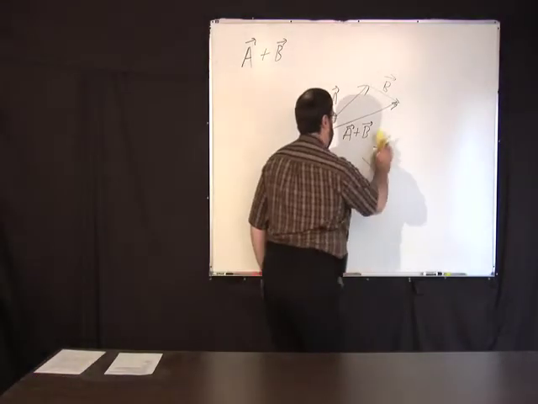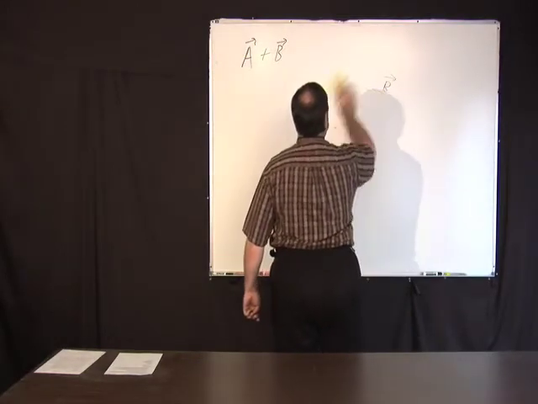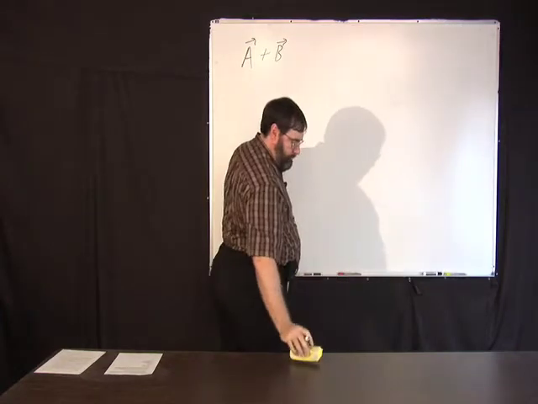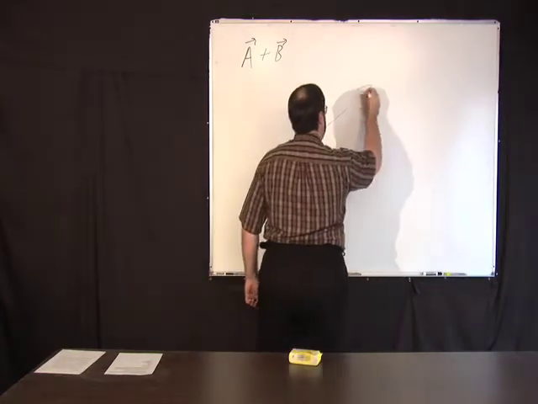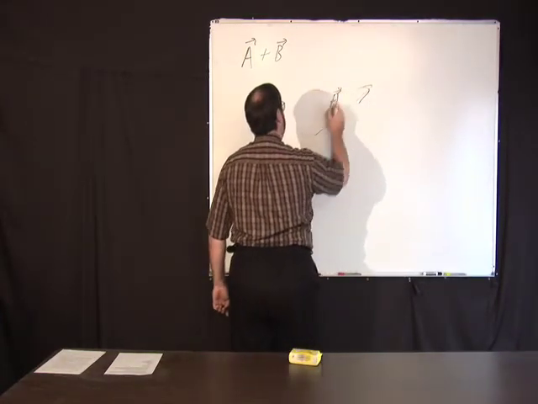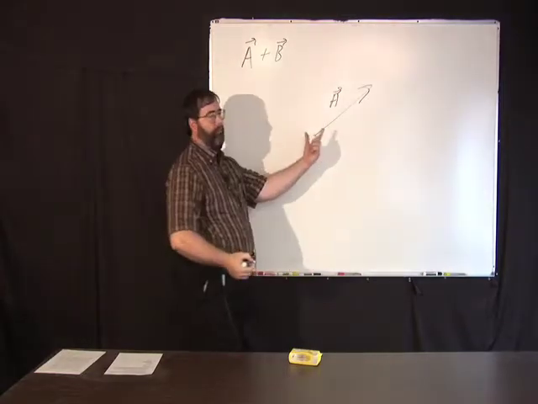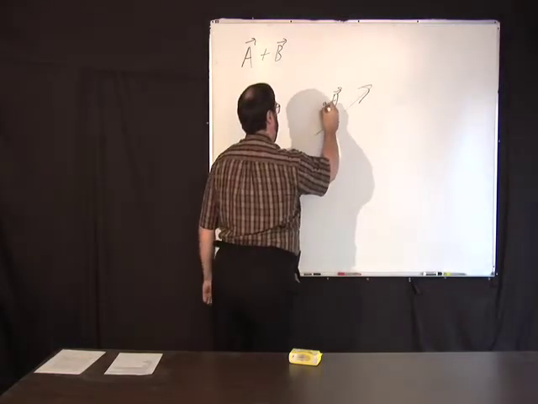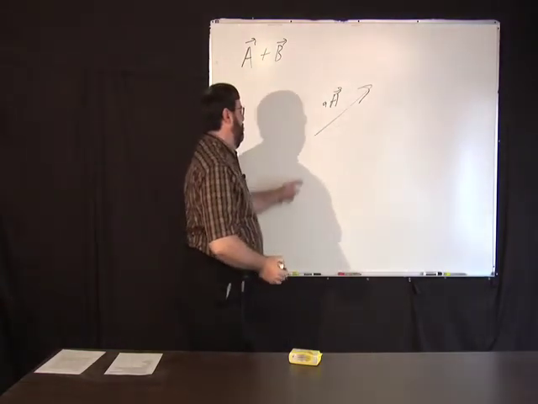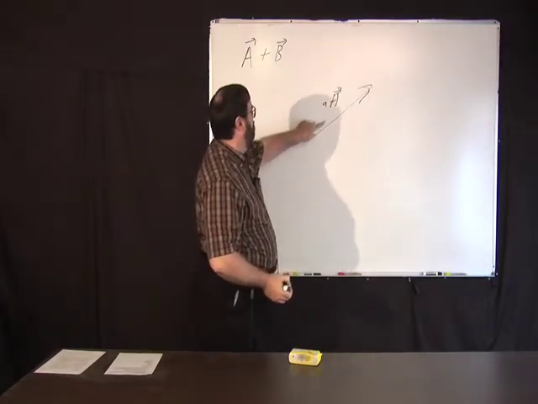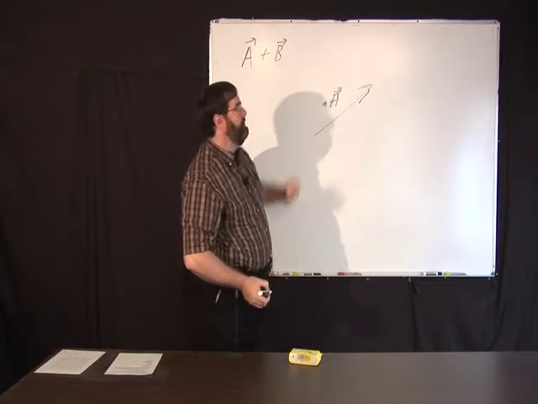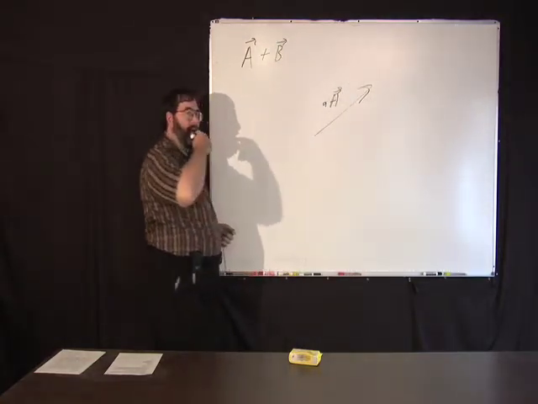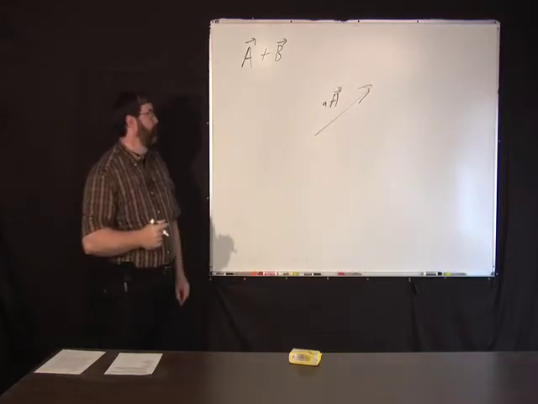Well, you can multiply it by a number. You have some vector A. It has some length. Well, you can multiply it by some number A. So that would be a vector that's A times larger than this. So it just stretches it. Multiplying by a number will stretch a vector.